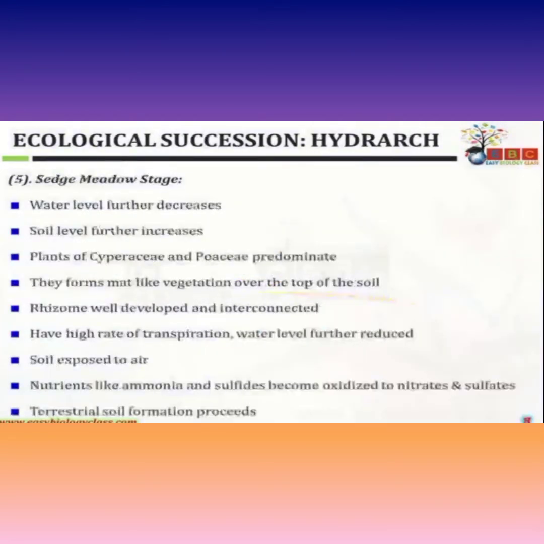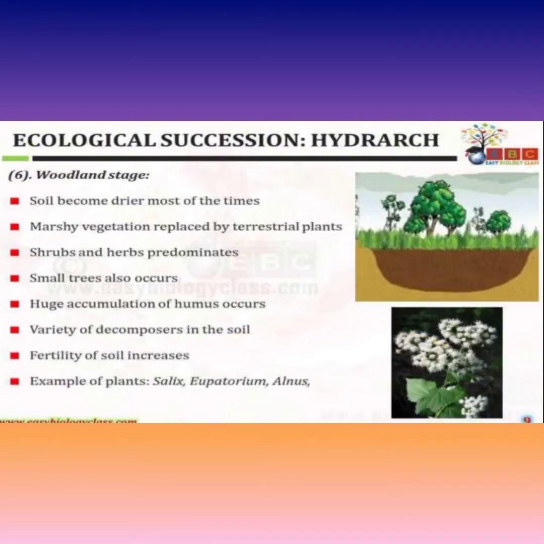Then the next stage is the sedge meadow stage. Water level further decreases, soil level increases. Plants of Cyperaceae and Poaceae are predominant. They form mat-like vegetation over the top of the soil. Rhizomes are well developed and interconnected, with a high rate of transpiration. Water level is further reduced and soil is exposed to air. Nutrients like ammonia and sulfide become oxidized to nitrate and sulfate, and terrestrial soil formation proceeds.